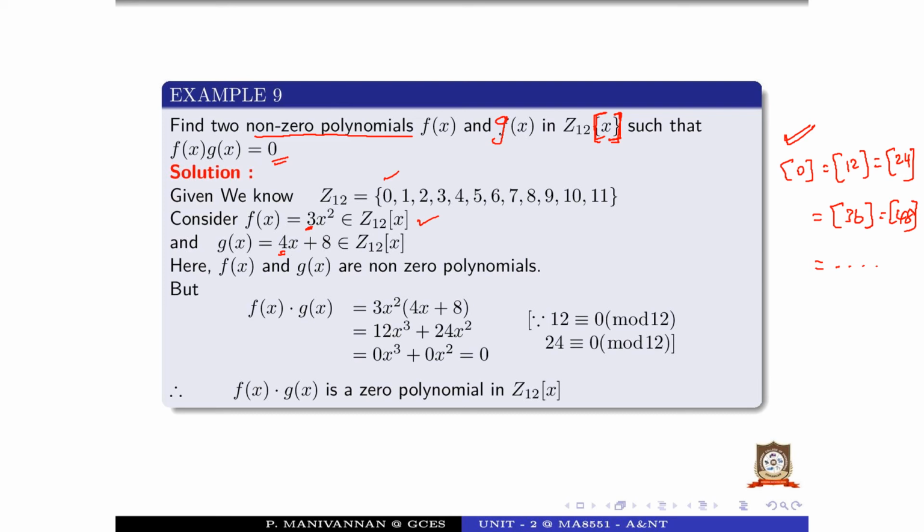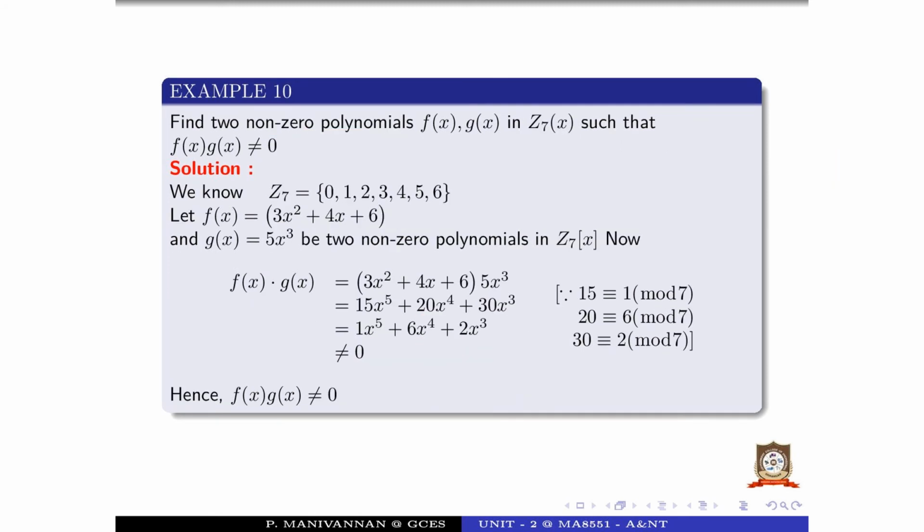That means multiples of 12. 3 into 4 is 12. 3 into 8 is 24. Therefore 12x cubed plus 24x squared is equal to 0x cubed plus 0x squared. Therefore it is equal to 0. The product is the 0 polynomial in Z12 of x. Two non-zero polynomials, their product is not equal to 0.